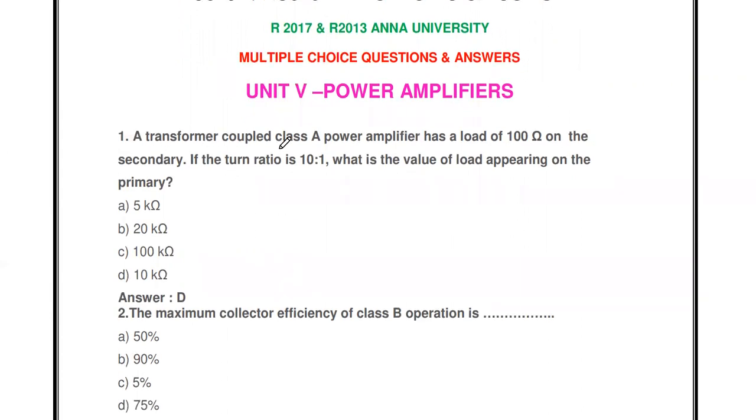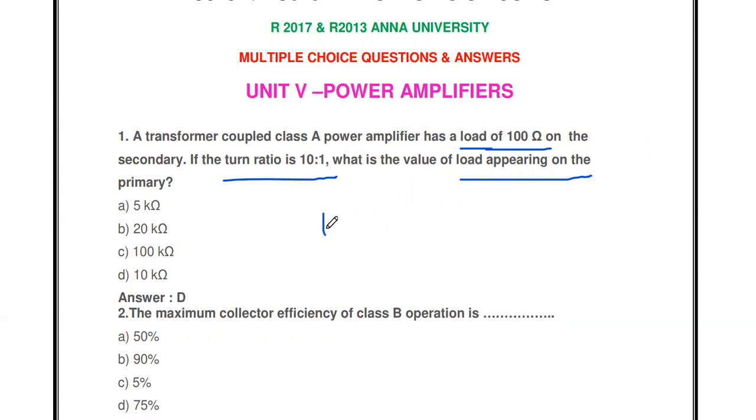A transformer coupled class A power amplifier has a load of 100 ohm on the secondary. If the turn ratio is 10:1, what is the value of load appearing on the primary? So in a transformer coupled class A power amplifier, the load is 100 ohms and the turn ratio is 10:1. What is the value of load appearing on the primary?